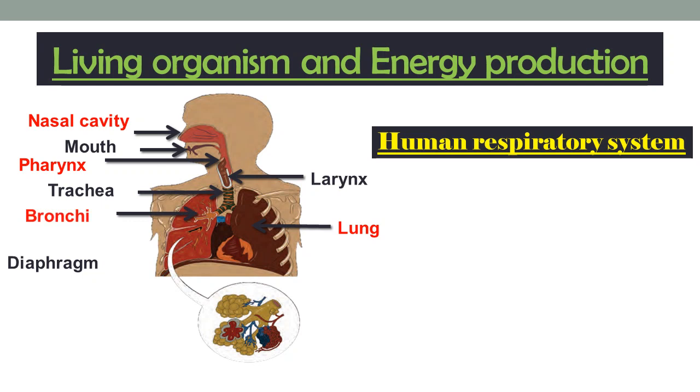The trachea or windpipe, after entering the lungs, is divided into branches, and these are called bronchi. Here we have a magnified part of the bronchi, in which you can observe tubules and sac-like structures. These are the tiny air sacs called alveoli. And this is the diaphragm, which separates the respiratory organs from the digestive organs. Below the diaphragm there are digestive organs; it is a partition between the respiratory system and the digestive system. So this is all about the organs related to the human respiratory system.